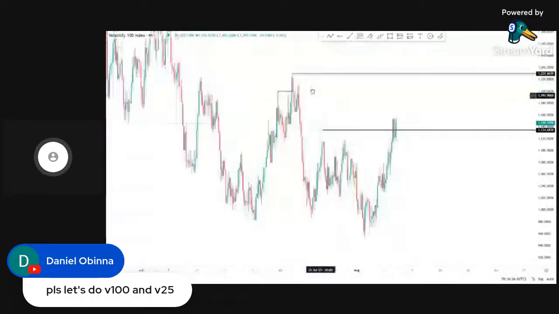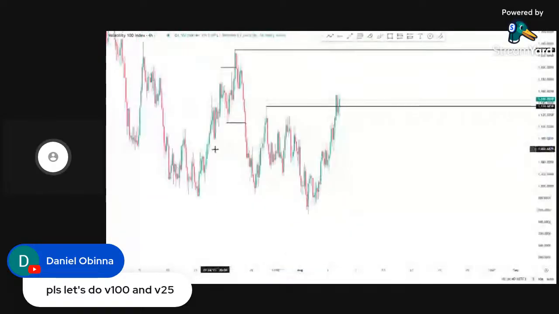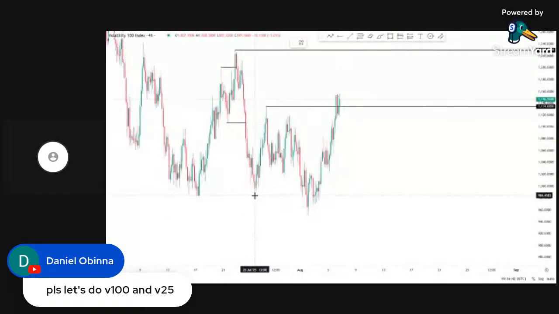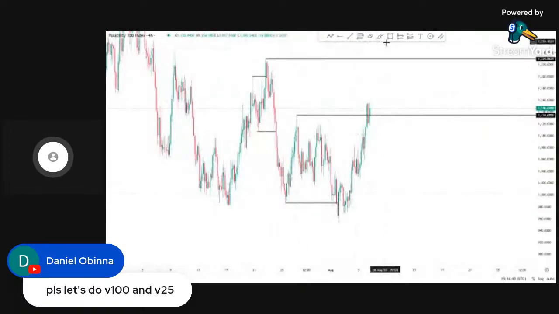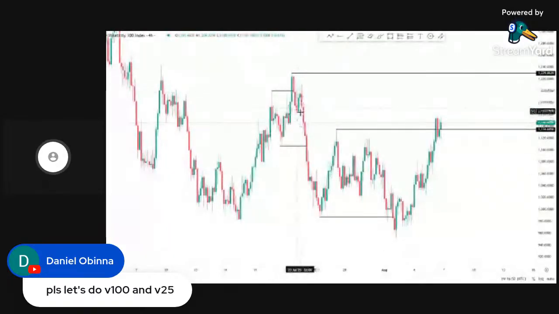So there's a sweep of this high. There's a break of structure to the down. There is structural liquidity. That's this break of structure to the down that gives this structural liquidity. Then quick one, you can also see that there's an area of liquidity inside here.